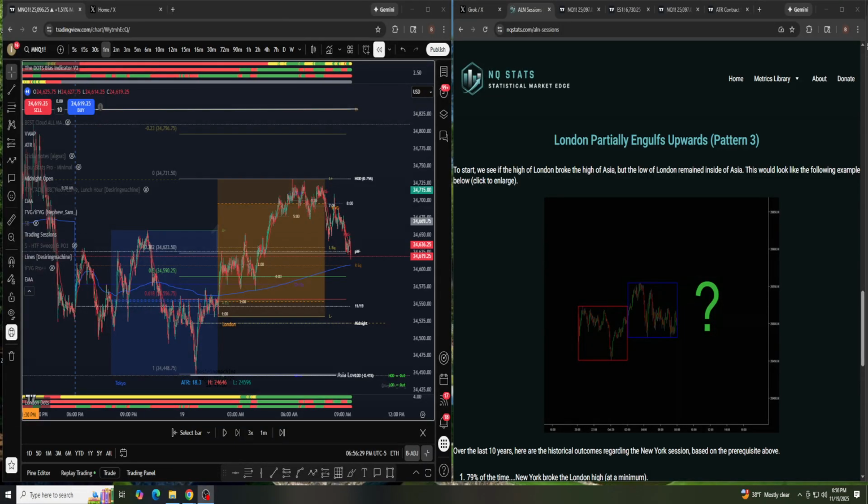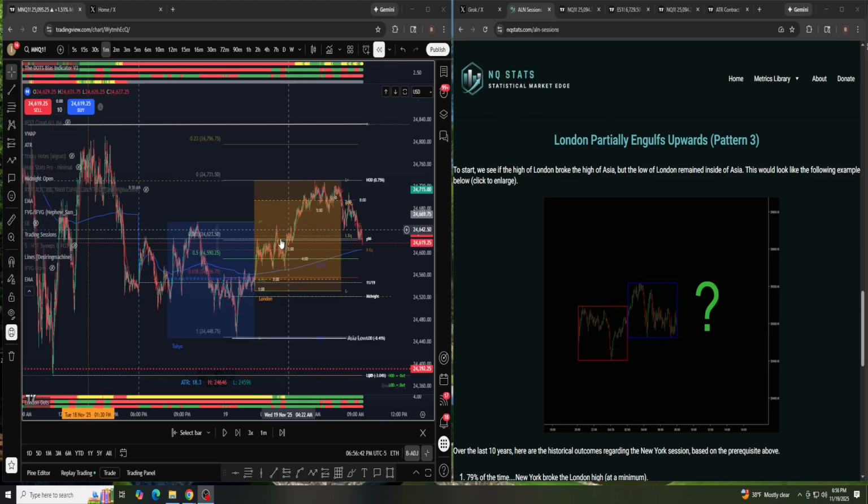What's going on, everyone? This is a quick breakdown of a trade I took today, the anatomy of a trade using the dots bias indicator with NQ stats. So coming into every day, for the most part, I look to see what price action looks like relative to Asia, which is the blue box on the left, and London, which is the orange box on the right here.